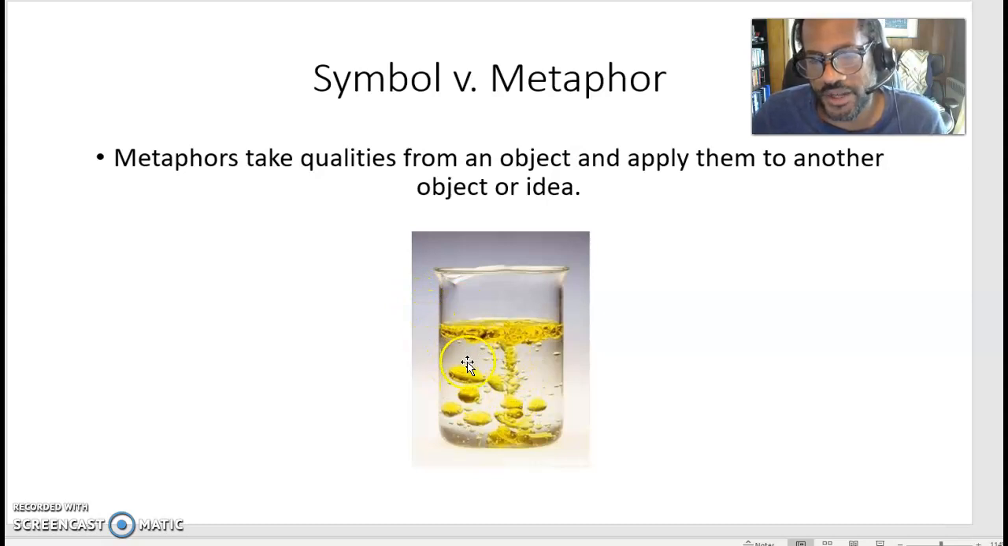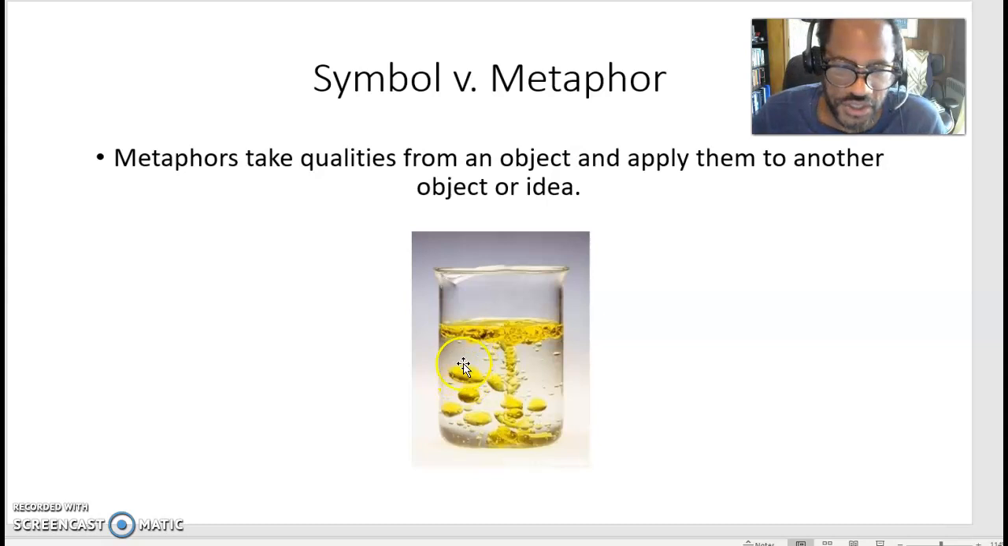But this is a metaphor and not a symbol, because you can look at this and think about, oh, look, the oil is not mixing with the water. And so we understand that there is a relationship between her culture and the other culture, right? The oil doesn't mix with the water, just like her Indian culture doesn't mix with the American culture. And so that's what makes this a metaphor. There's a connection here.